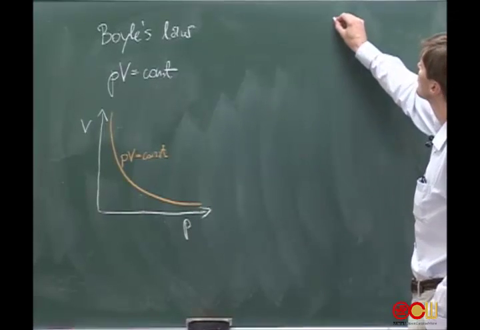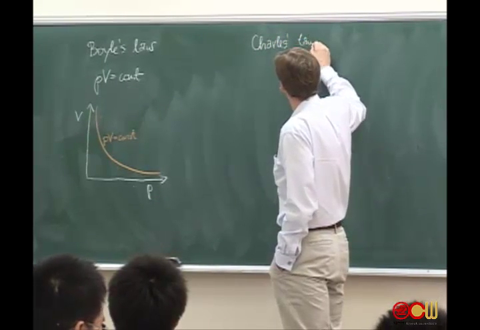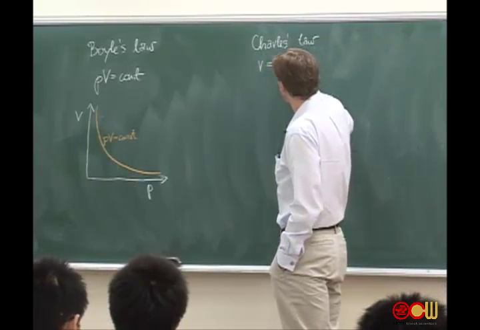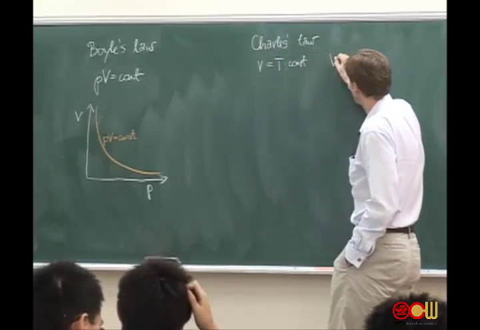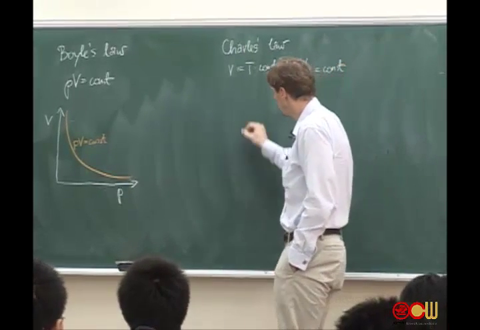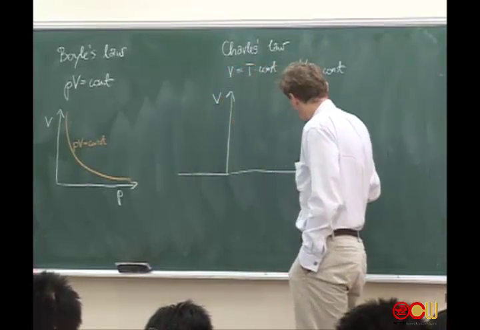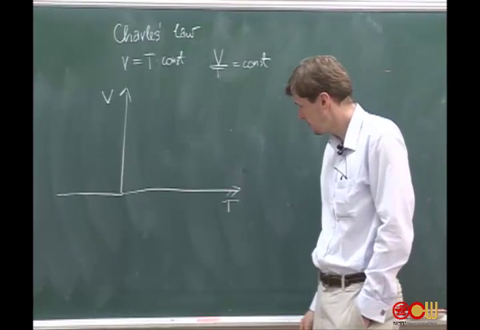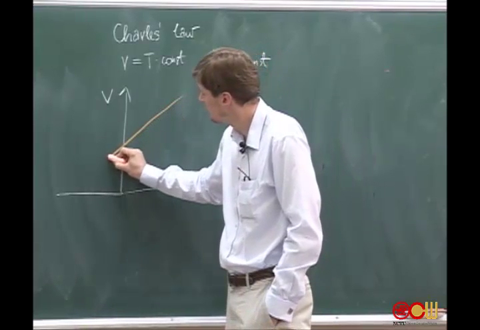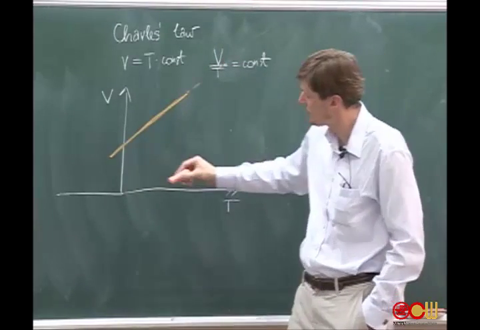If you have the other law, Charles' law, that says that volume is proportional to the temperature, or you can also say that volume over temperature is constant. You can plot this one as volume as a function of temperature. And the plot will look something like that. Of course, this one goes here to infinity, but this one stops here.